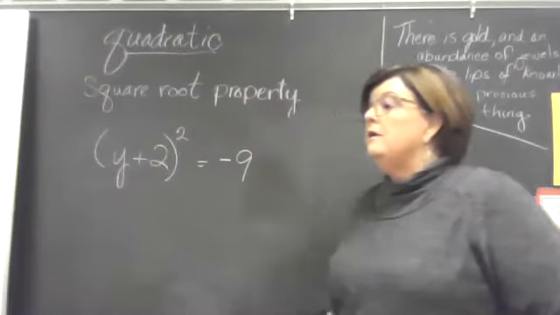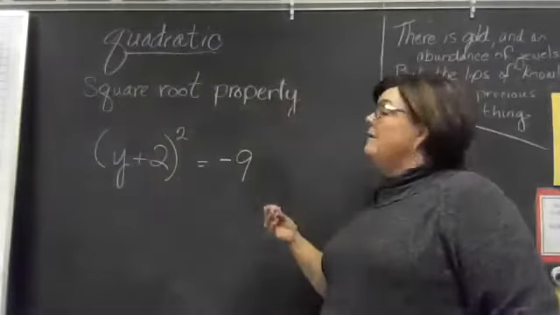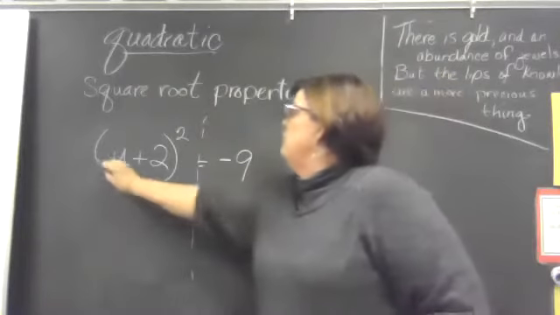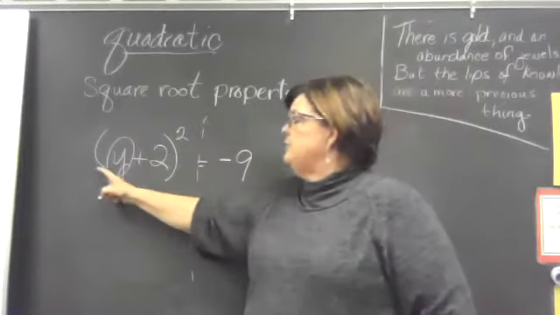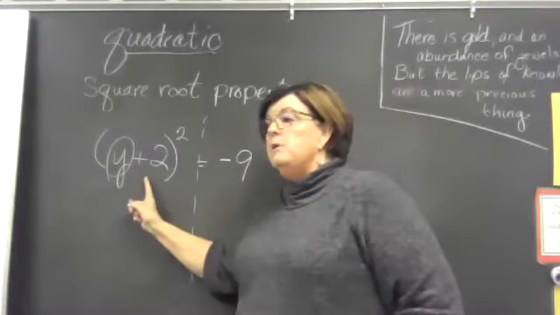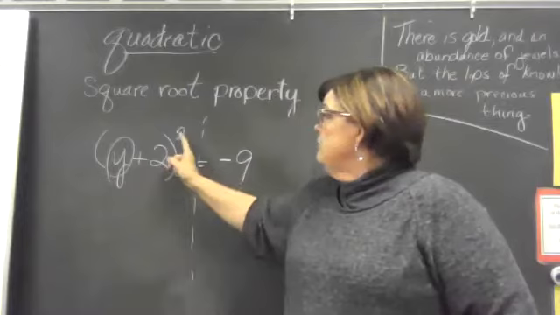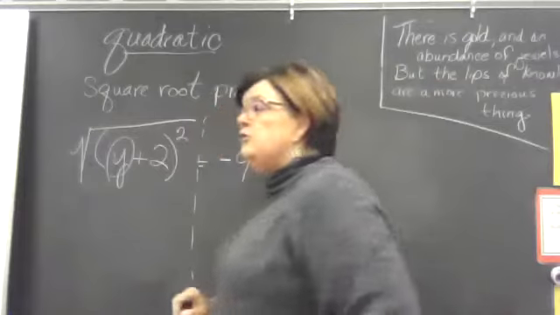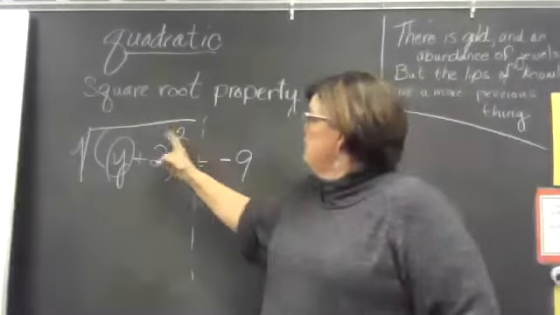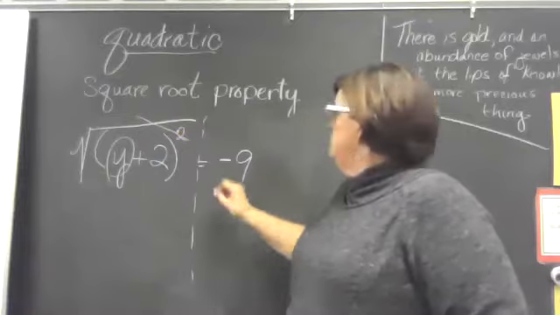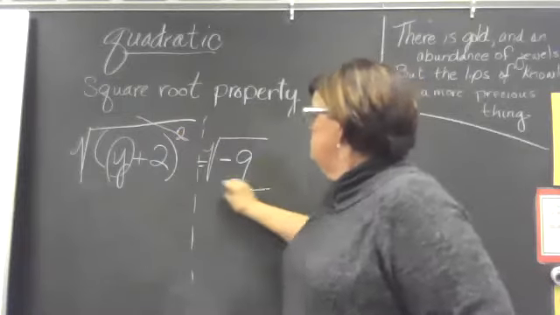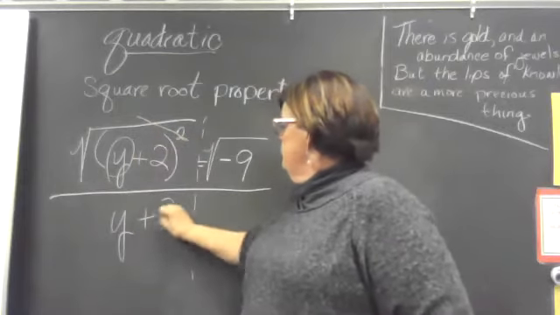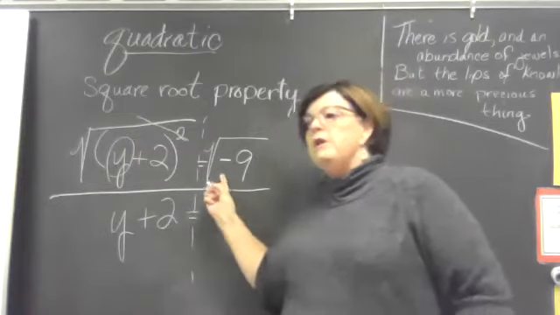Okay, this is going to bring two new things to your mind. We want to solve for the y, but notice that this is parentheses, so I can't go up in here and get this 2. I have to get rid of the squared first, okay? So I'm going to square root it, because squared and square root cancel each other out. I'm going to square root this side. So now I have y plus 2 equals the square root of a negative 9.